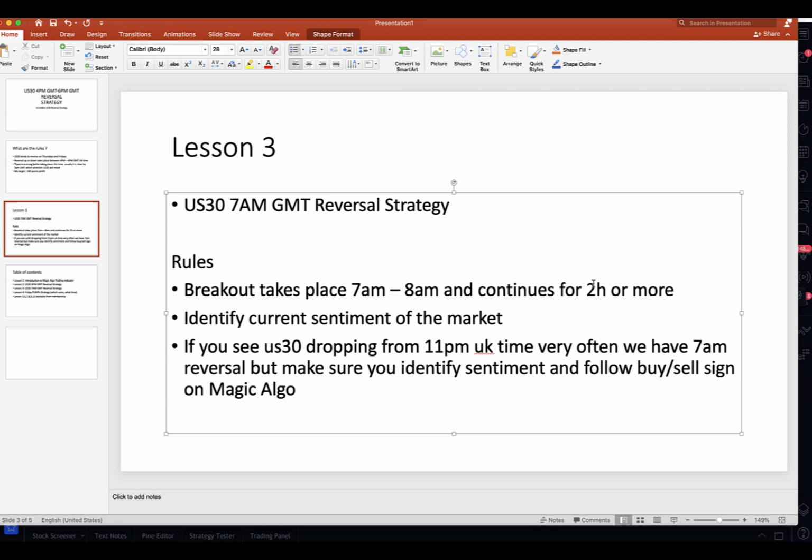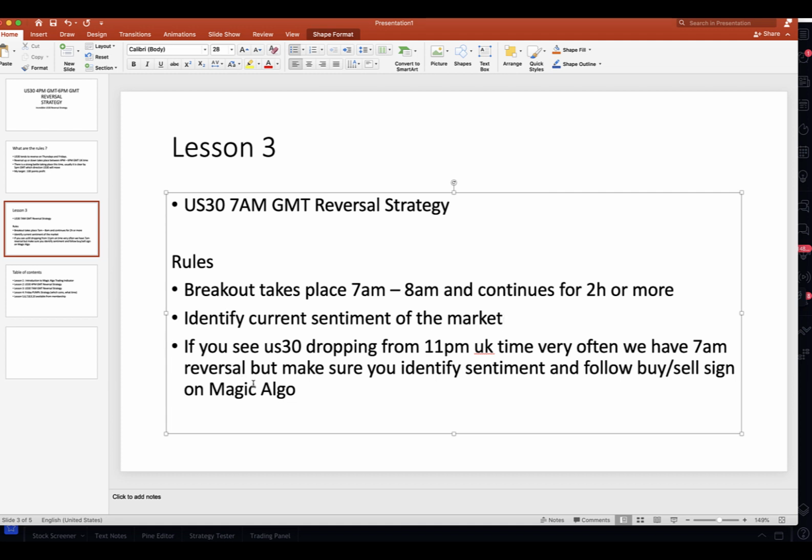The market was high up, and then at 7 a.m. it went in the opposite direction. It's like minus and plus, plus and minus. Strange. Identify the current sentiment of the market. Sometimes it's really difficult. I'm not saying you're going to identify it each time, but at least try it.